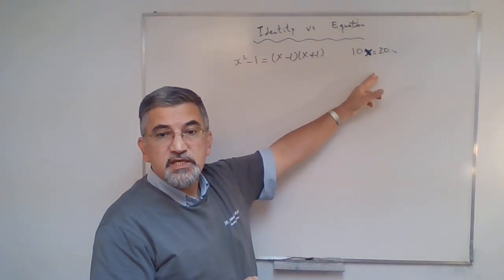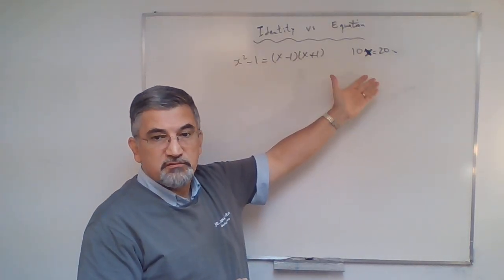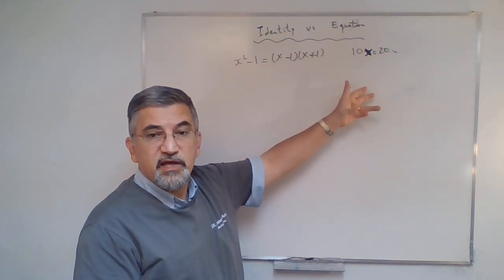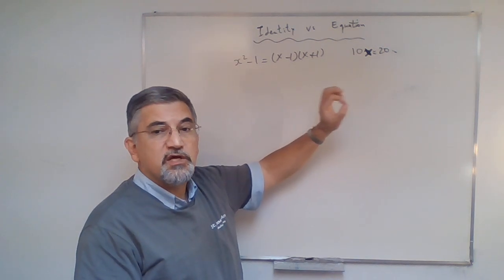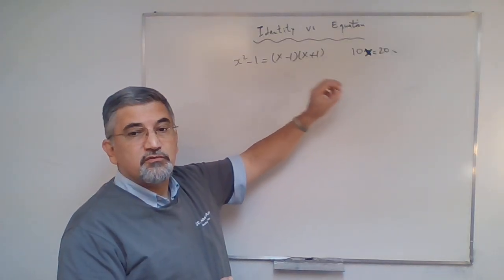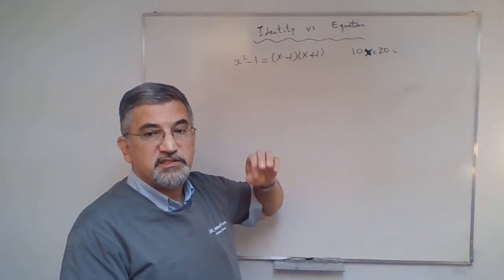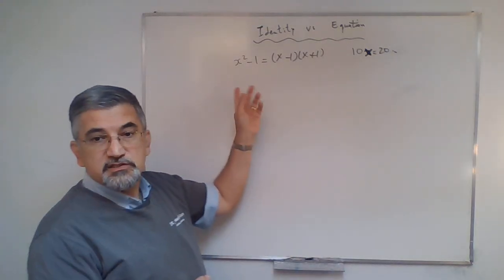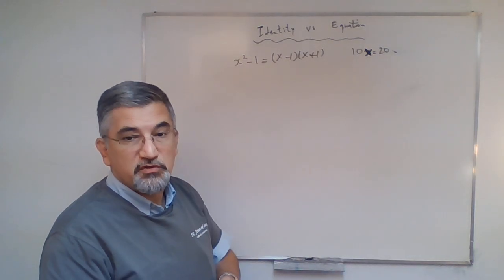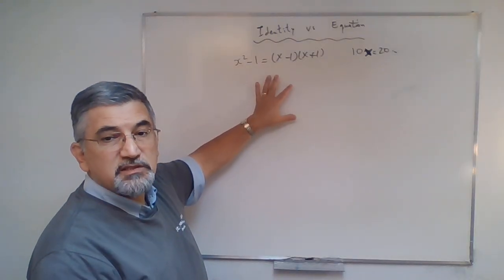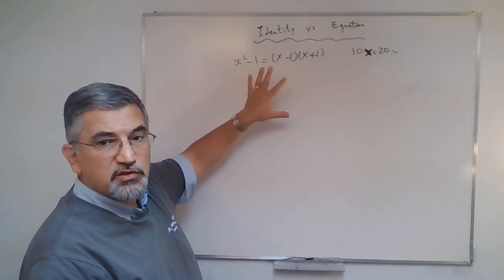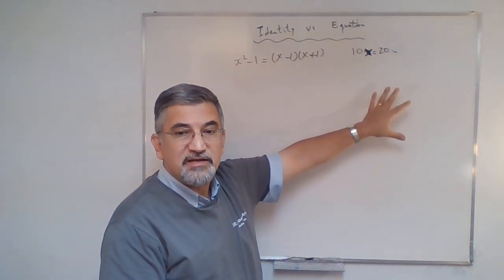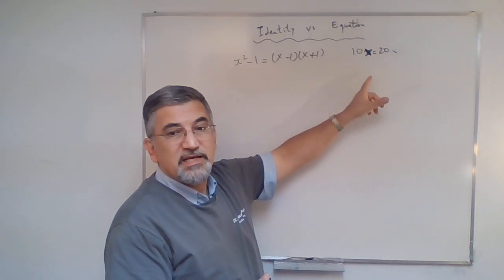If you change 2 to 3, left side would be 30, right side would be 20. Left side is not equal to right side then. If you select x to be any number you feel like, left side will not equal right side. Only this equation is true for a certain value of the variable x, that is x equals 2. If you change it to something else, it's not going to work. But for the previous case, you can pick any number you want. So a mathematical statement that is always true for all values of the variable is called an identity. A mathematical statement that is only true for certain value or values of the variable is called an equation.